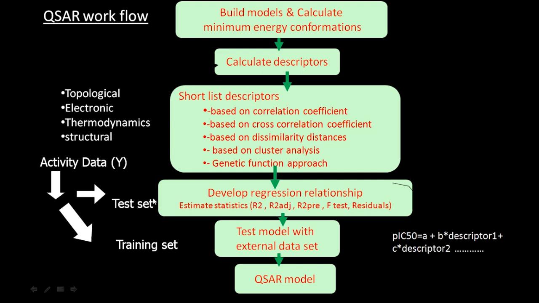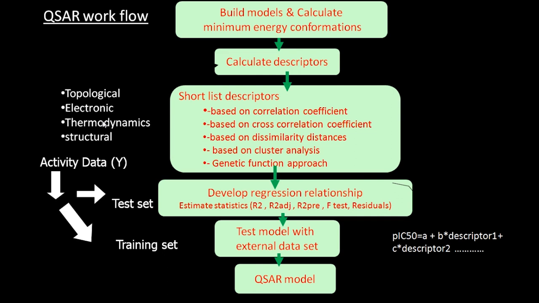Then you can also test with external data. You make experiments, get some activity results, and then see whether the model predicts them. You need to do all these to be sure that your model is good and has good predictive capability. That's very, very important. The descriptors like topology, electronic, thermodynamics, structural, are all descriptors which I showed you using different web servers which are free for you to use.